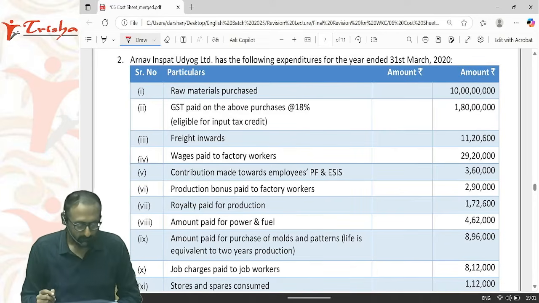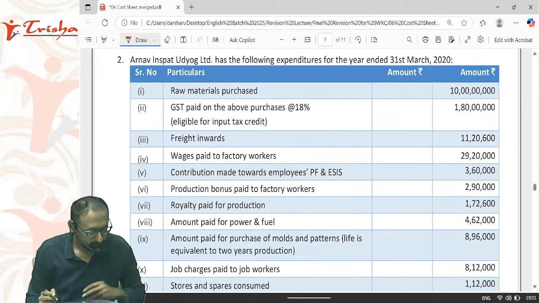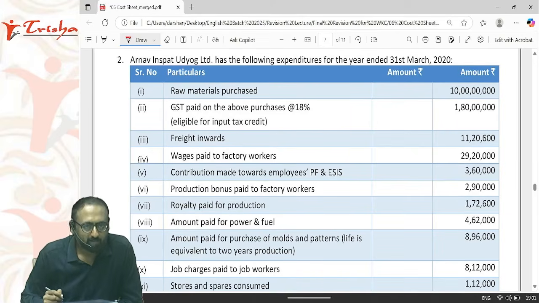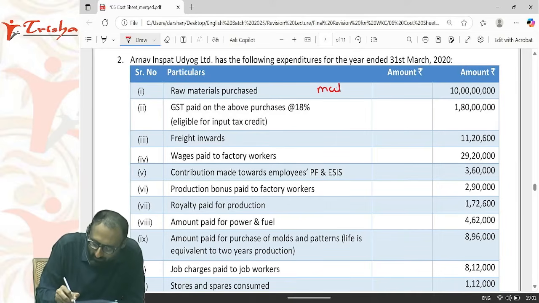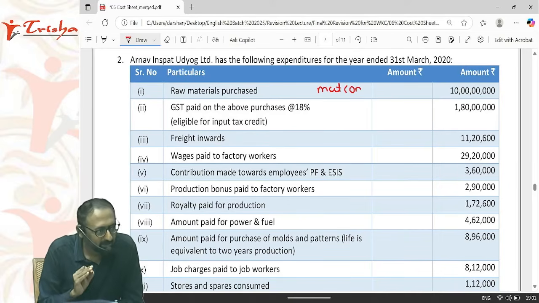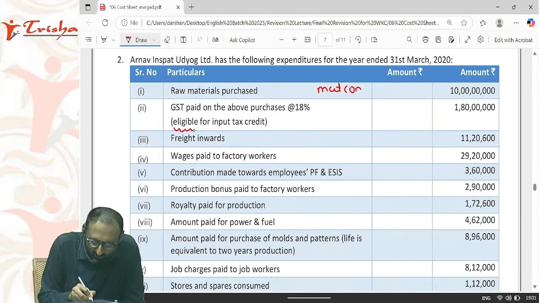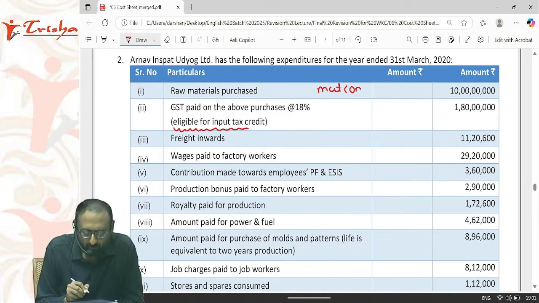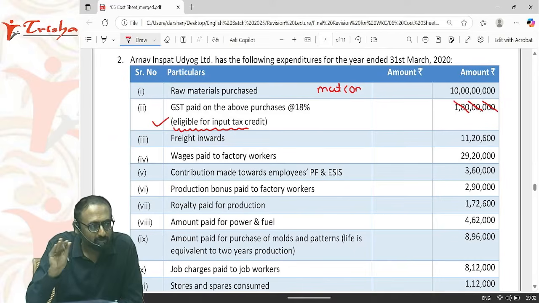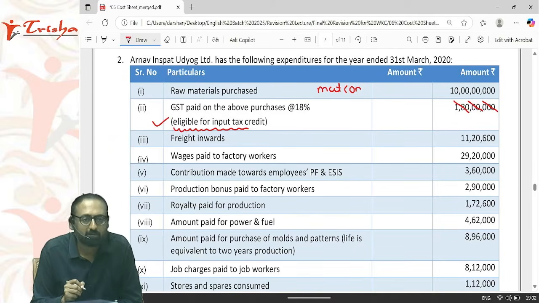Raw material purchased. Material consumed, right? That is a material consumed adjustment. Be careful. Read carefully. What about GST? Is credit available or credit not eligible? In my notes, it is eligible. If it is eligible, will you add it in the purchase price? No. So 10 lakh.